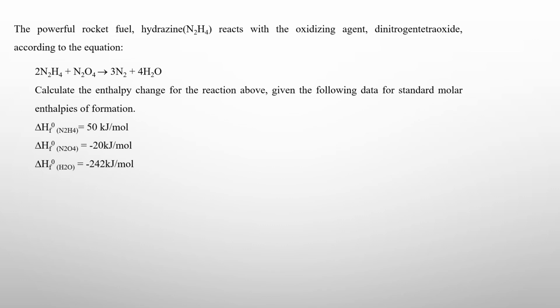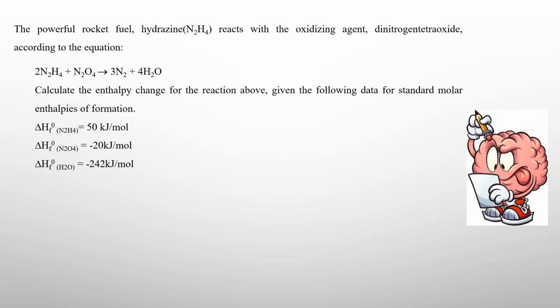Let's see, the first question for today's lesson. Let's see if you are able to solve this question. You can pause the video, do your working, and then cross-check your answer with the one provided here. So let's check out your answers. Enthalpy change is negative 1048 kilojoules.